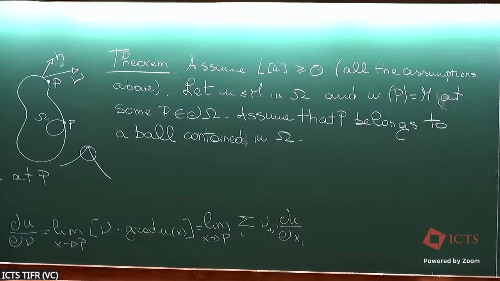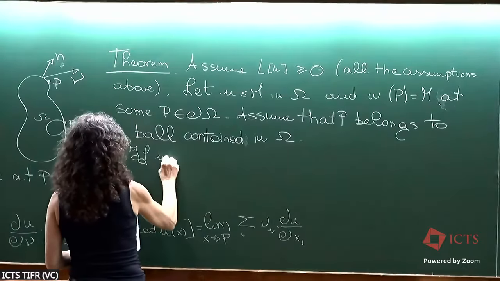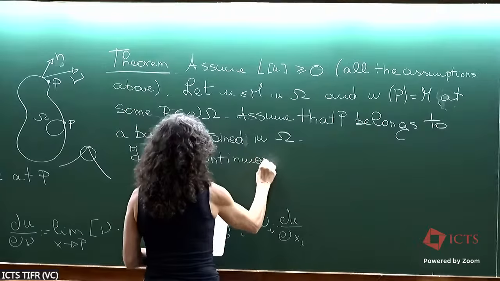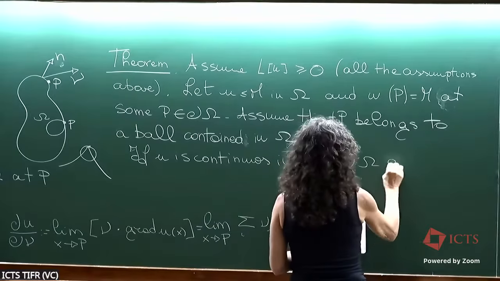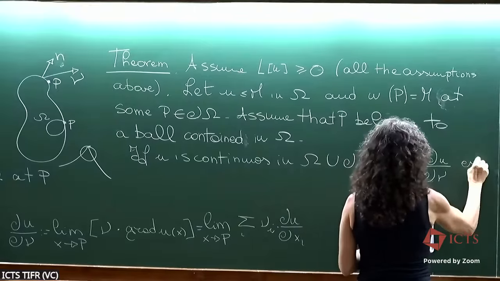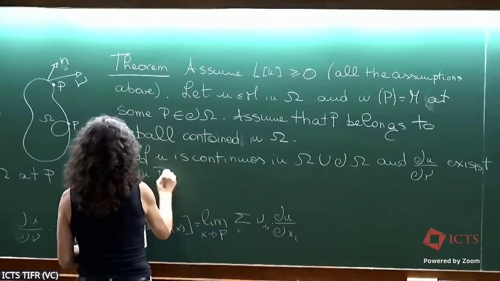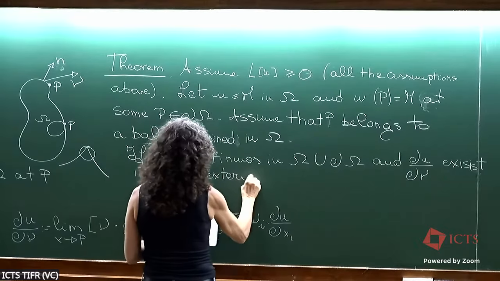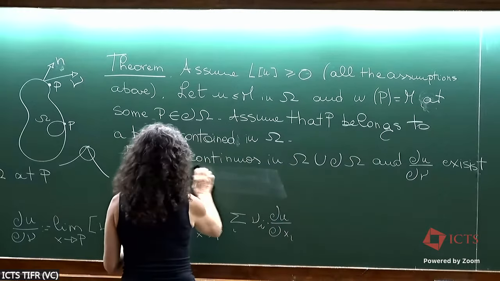Okay, so if u is continuous in omega union boundary of omega, and this derivative exists in P for the exterior direction. In fact, no, not for all, it exists in P for the exterior direction.